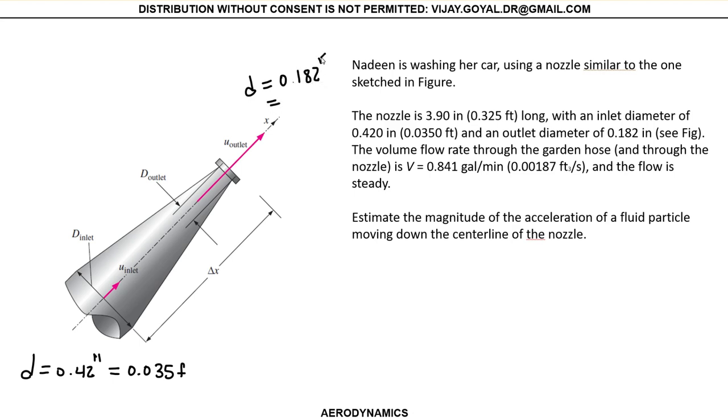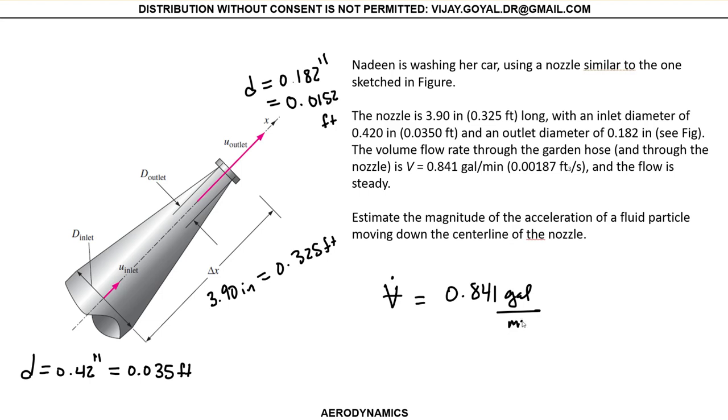If I convert the inches into feet, you can show that that's equal to 0.052 feet. The total length of the nozzle is 3.90 inches, or 0.325 feet. The problem also gives you the volume flow rate, which is 0.841 gallons per minute. We can translate this into feet per second, just to have everything in the same units.